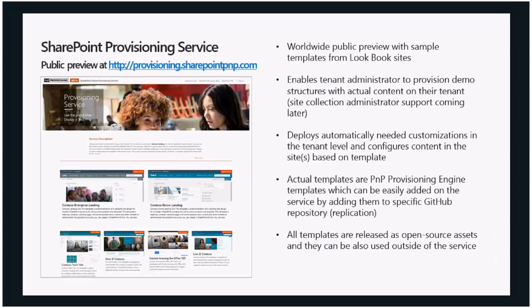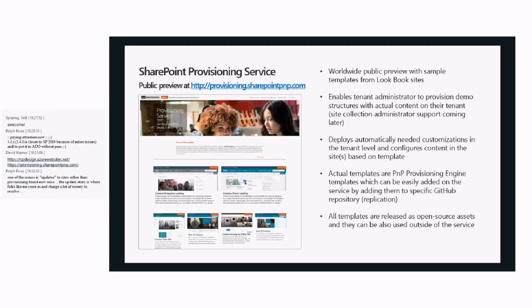What the service actually does is that it uses the remote provisioning models. It automatically deploys the needed customizations at the tenant level and configures the content at the site collection and site level. So basically, depending on the selected template, you either get one site collection with example content, or you might actually get something more. You might get custom web parts and other example content available, like hub sites and site designs at your tenant level. So it's a really important thing also to look in detail at the template selection, what the template actually contains.